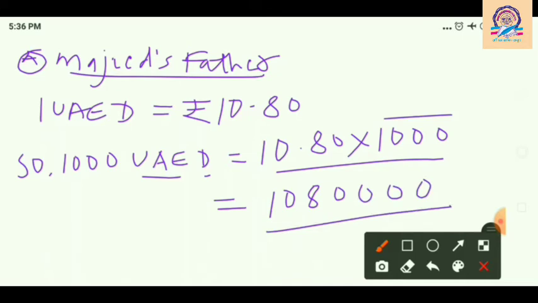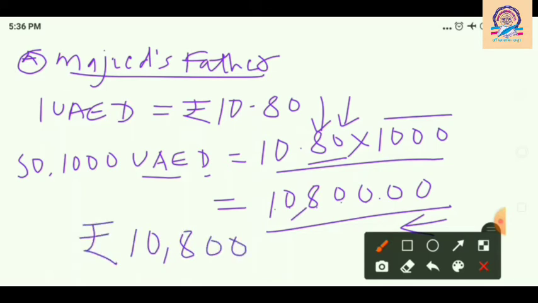Now count the digits after the decimal. So 1 and 2. So from the right side in the product, count 2 digits and put a decimal. So we got 10,800 rupees. Okay, 1000 UAE dirham makes 10,800 rupees. So keep these rupees in your mind.